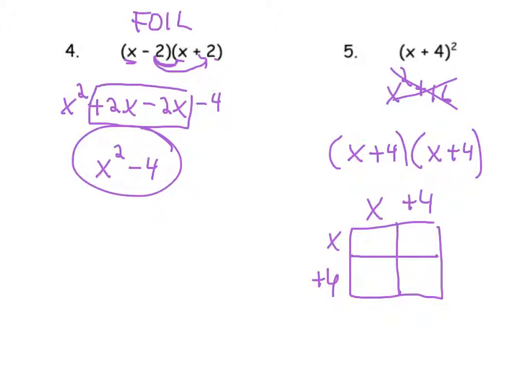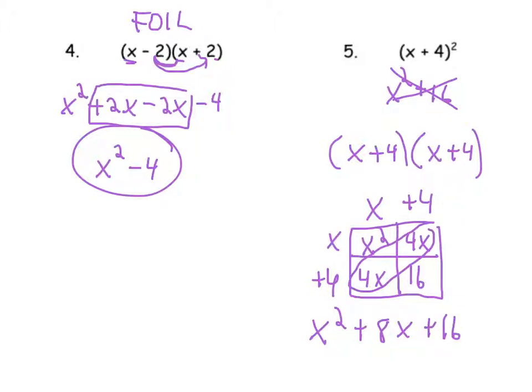So x times x, x squared. Then here I have 4x. Here I have 4x. And then 4 times 4 is 16. Then I would combine those two together. So I get x squared plus 8x plus 16. Pretty simple.